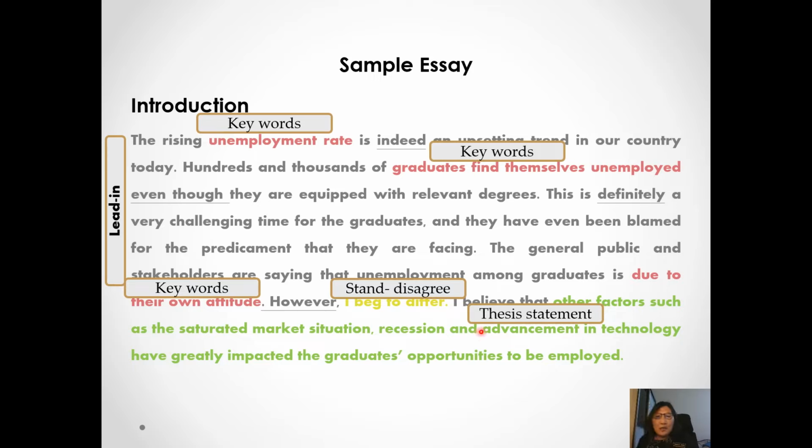So here I have given a specific and clear thesis statement. When the reader reads this statement, he or she will be able to follow the flow of my discussion later on. So this is what we call a complete introductory paragraph with all the three components there.